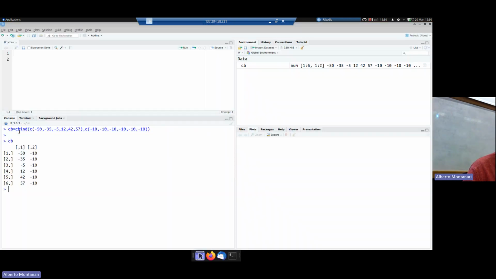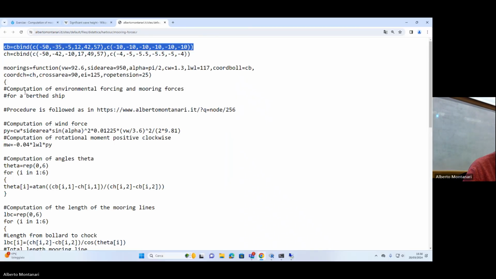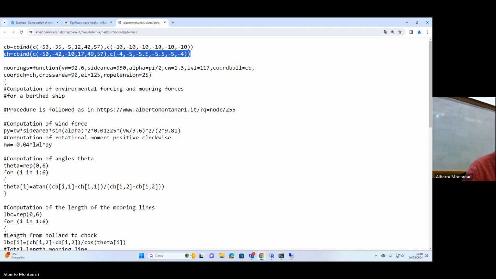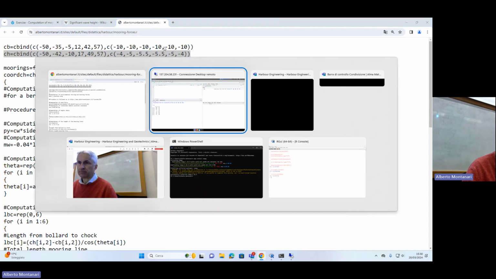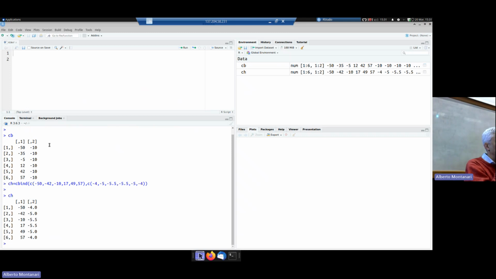So let's take the second instruction, chocks. Okay. Copy. Now, let's go here. Paste, Control V. And these are the coordinates of my chocks. This is the simple definition of input data. Okay, good.